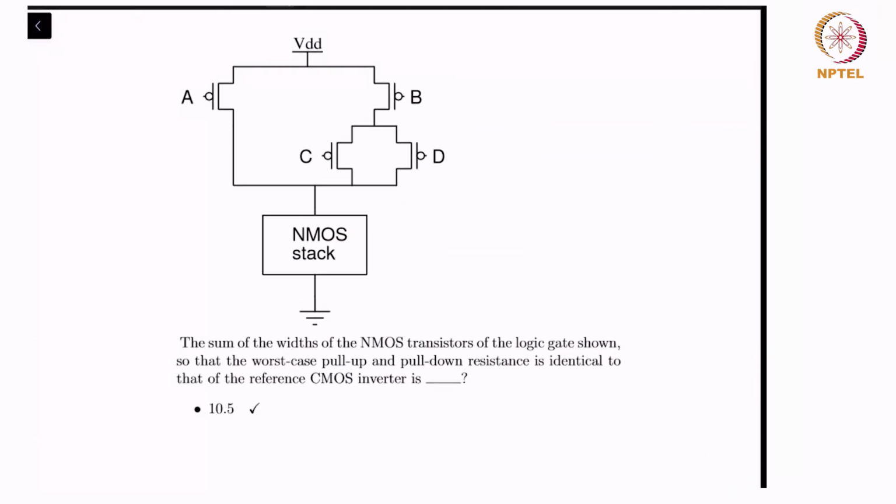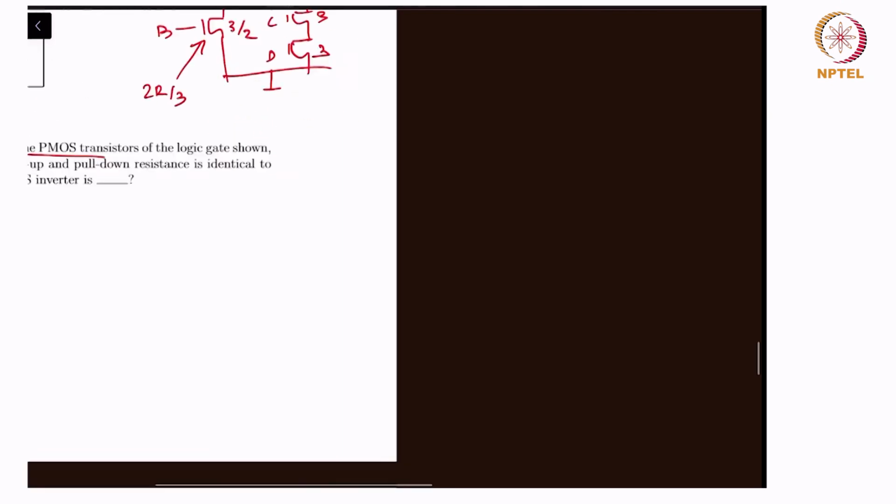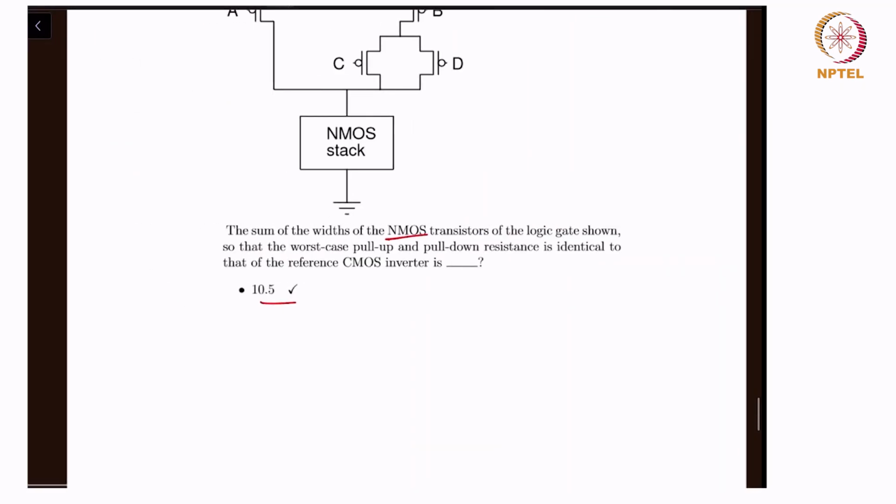And yeah, the sum of the widths of the NMOS transistors for the same circuit will be 10.5. Why? Because of this, right? So that's 3 plus 3 plus 3 is 9, plus 3 by 2 is 1.5, so 9 plus 1.5 is 10.5. So this is 10.5.